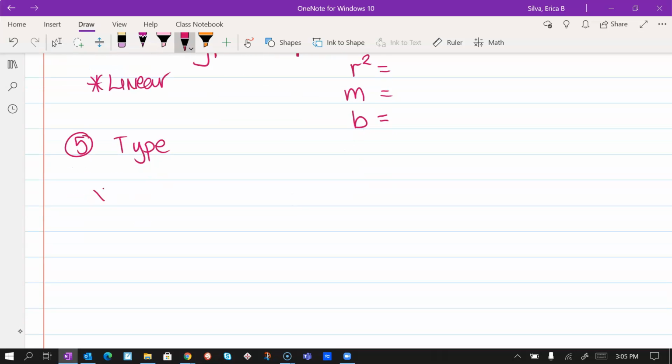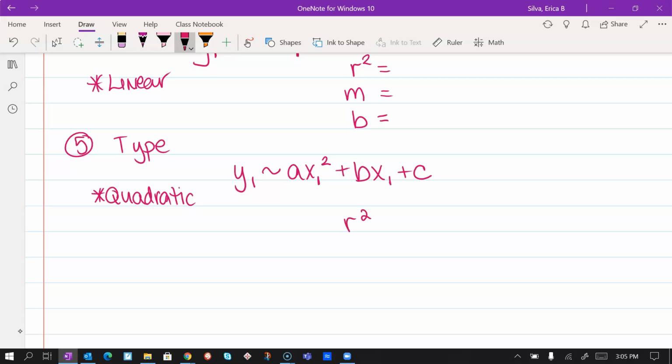So for quadratic, we're going to type y1 and then that little squiggly, ax squared 1, or I think it's x1 and then squared. I can't remember the order, or I don't even know if it matters. And then bx1 plus c. And on that one, we're going to put r squared, our a, our b, and our c.